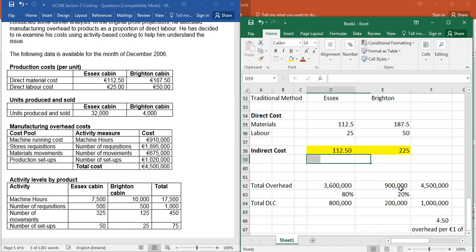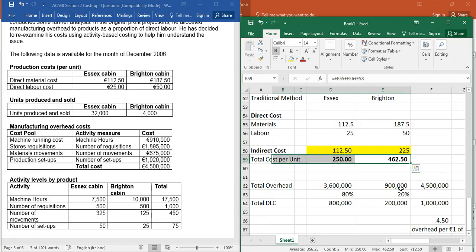I don't mind which method you use, as long as you're comfortable with where you're getting the answer, and more importantly, that you come back to the same answer as in the solution. So we'll just take out those for now. That will give us the total cost per unit to be materials plus labour plus indirect. And the same for Brighton.